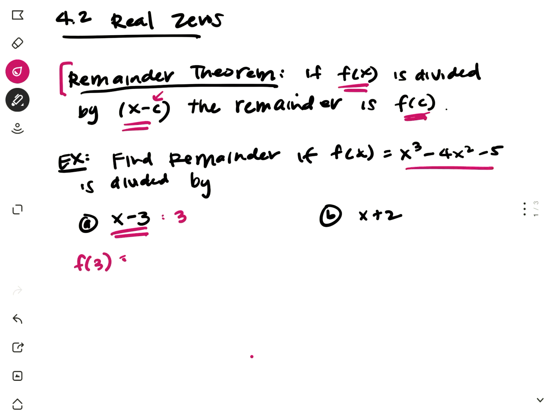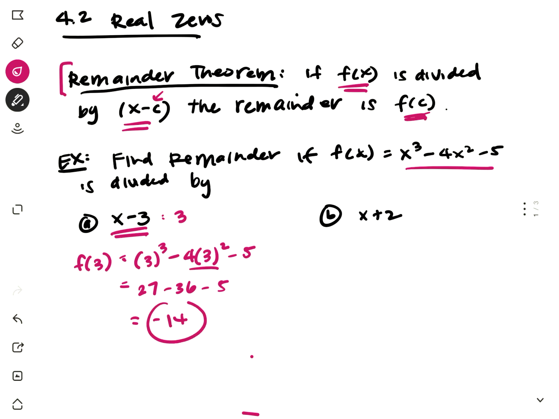So we have 3 cubed minus 4 times 3 squared minus 5. All right, so let's go ahead and simplify this. 3 cubed is 27. 3 squared is 9 times 4 is negative 36. And then minus 5. So 27 minus 36, negative 9, minus 5 is negative 14. So this would be the remainder of our function, from the remainder theorem.